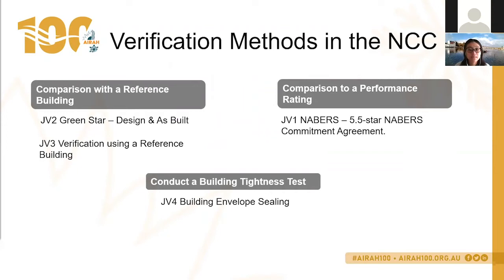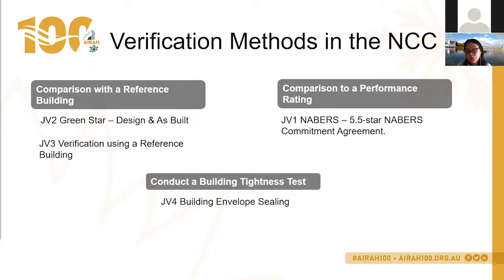So looking deeper into the 4 verification methods, we can roughly categorize them into 3 categories. The first category is something that is common to what we had in 2016, and that is you're comparing with a reference building, and that reference building is defined within the code, or if you're using Green Star, it was previously defined under what the greenhouse gas emissions and energy modeling guideline says the reference building needs to be. So you're comparing your proposed design to that reference building. And that approach is similar with some differences in detail for JV2 and JV3.